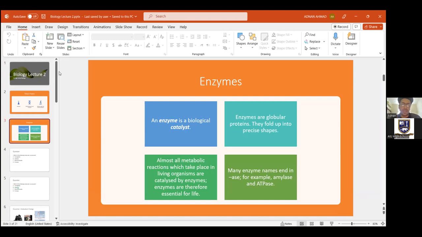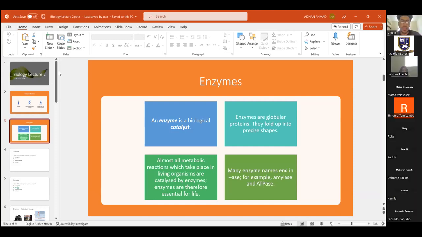Similarly, enzymes work in our bodies and catalyze chemical reactions. Otherwise they would take many days, or sometimes months or years, to complete. So enzymes catalyze chemical reactions and enable them to complete more quickly. Is it clear? Okay, thank you. Let's proceed and look at what enzymes are made of.